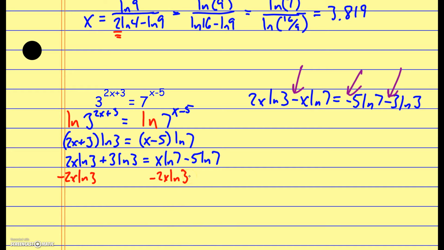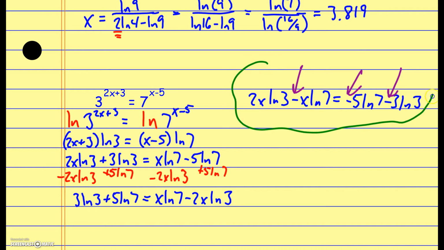See, because then to bring everything to the other side, I'm going to add this 5 natural log of 7 to each side. And so what I end up doing is I end up reversing all of these signs from the previous option here. And so what I get is over on this side I have 3 natural log of 3 plus 5 natural log of 7. Over here I get x natural log of 7 minus 2x natural log of 3. So it's essentially the same thing that I had up here, but every sign is reversed.